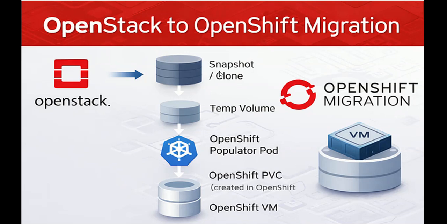These are the steps which I follow in my process for migrating virtual machines from OpenStack to OpenShift. It will create a clone or snapshot of the volume in OpenStack, and then it will create a populator pod. After that, I'll tell you how the complete migration happens in the next slides. There are certain steps we need to do.